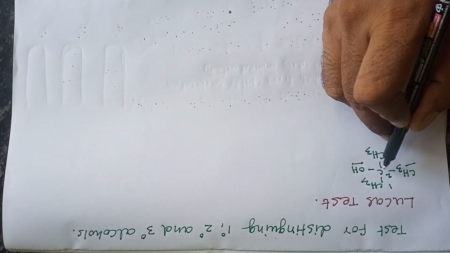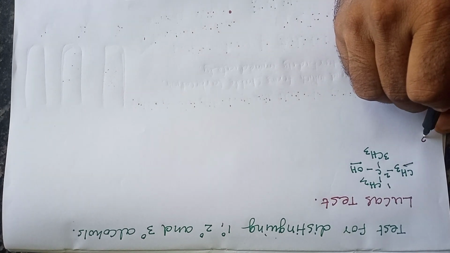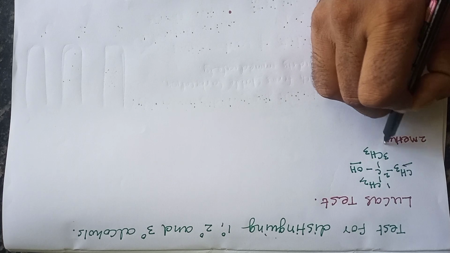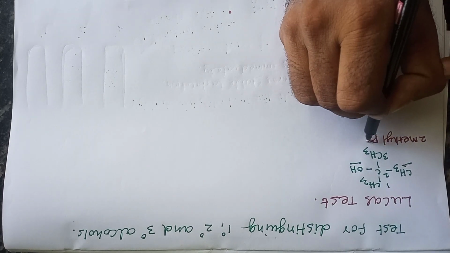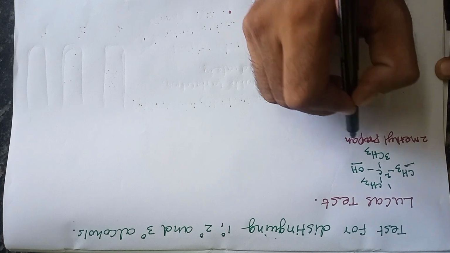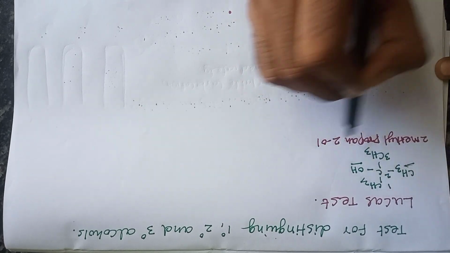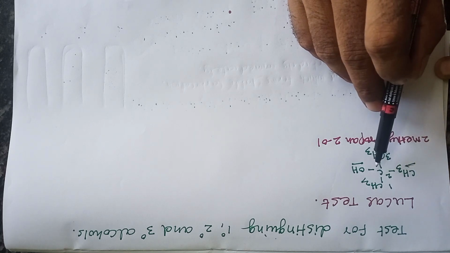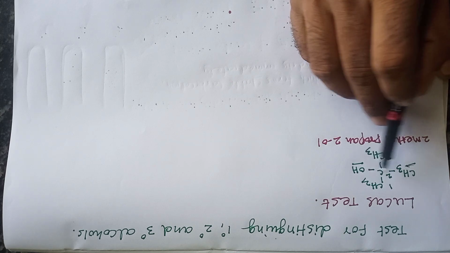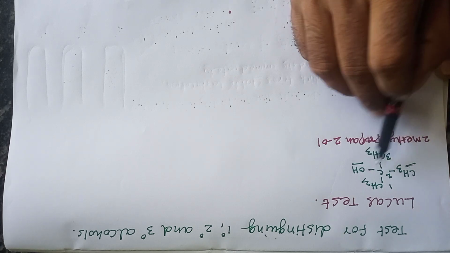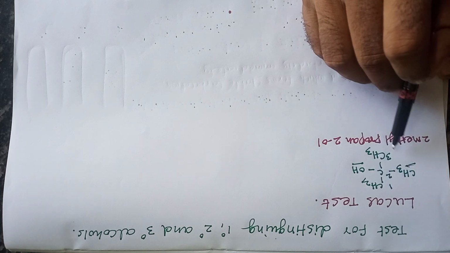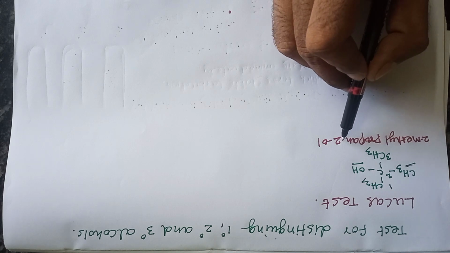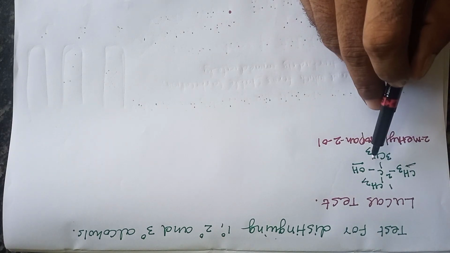So the IUPAC name for this compound is 2-methylpropan-2-ol. The methyl group is present on the second carbon, and the OH group is also present on the second carbon. When more than one substituent is present, we follow alphabetical order. So the name of the compound is 2-methylpropan-2-ol, or the common name is tertiary butyl alcohol.